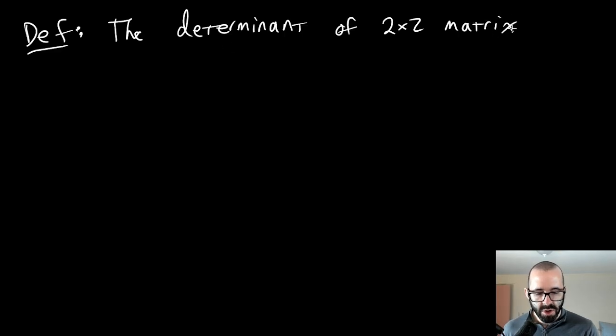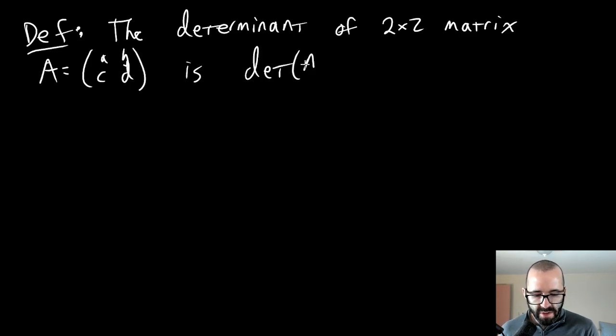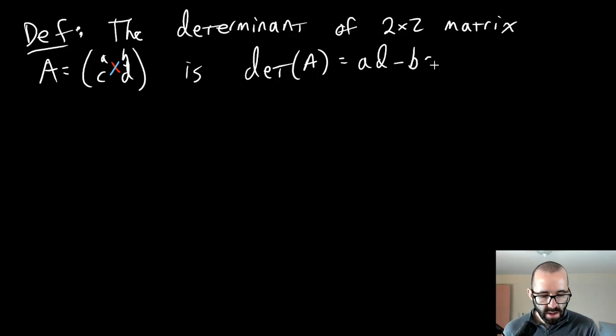The determinant of a 2 by 2 matrix, let's say that is the matrix A, which is a, b, c, d, is written as the determinant of A, and it's just a times d minus b times c. So it's just a number. The determinant of a matrix is a number, and this number is going to be important.